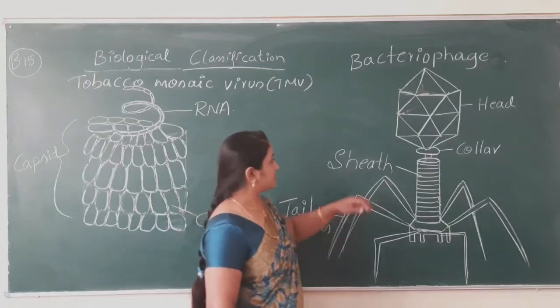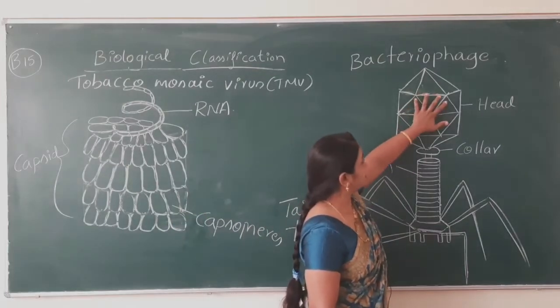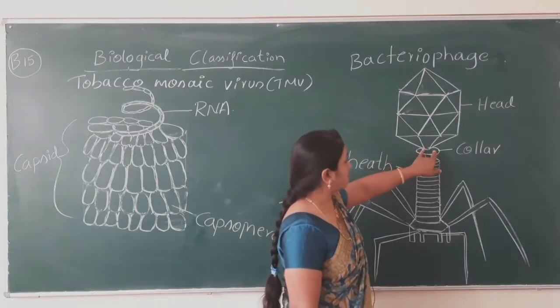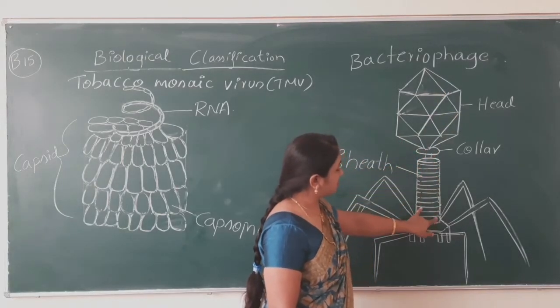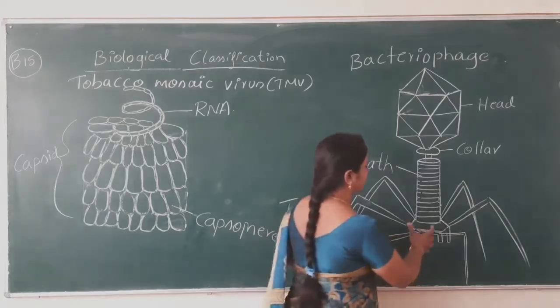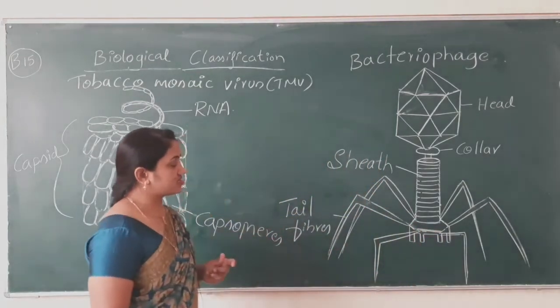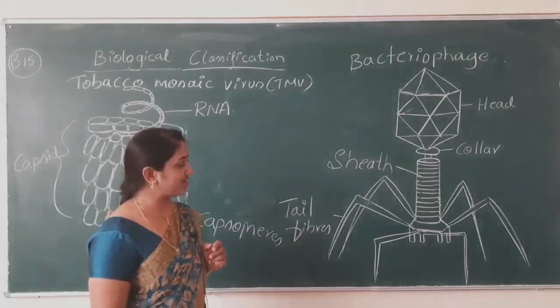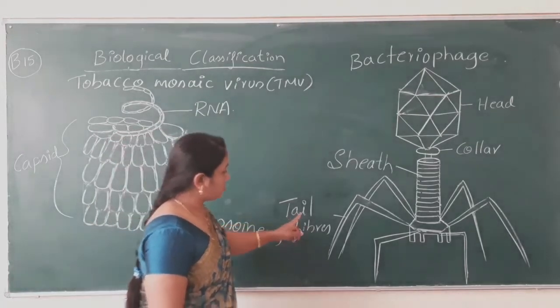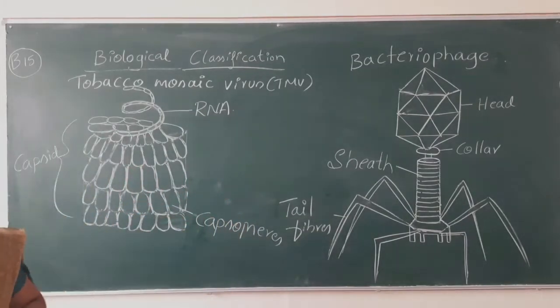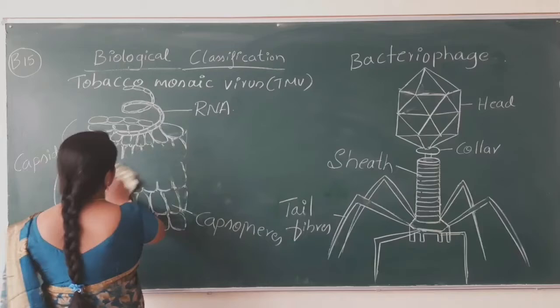Okay, so inside the head the DNA will be present. Then a collar and the middle piece or sheath, and here will be the end plate. To the end plate, 6 spikes or tail fibers are connected. Let me show you how to draw this diagram.